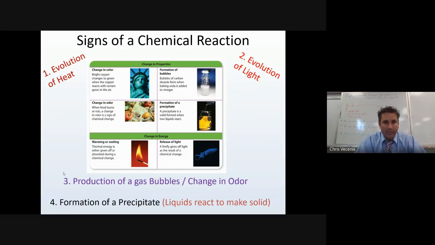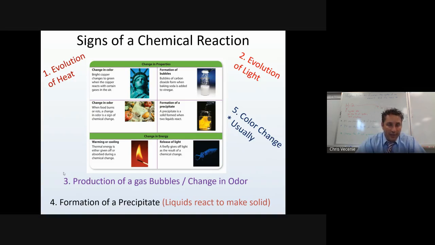Like fourth one is formation of a precipitate. That's a fancy word, so I'll tell you what it means. It's when I take two liquids and pour them together, and all of a sudden I see a solid form that wasn't there before. And last but not least, a color change most often will indicate a chemical reaction, but not always.